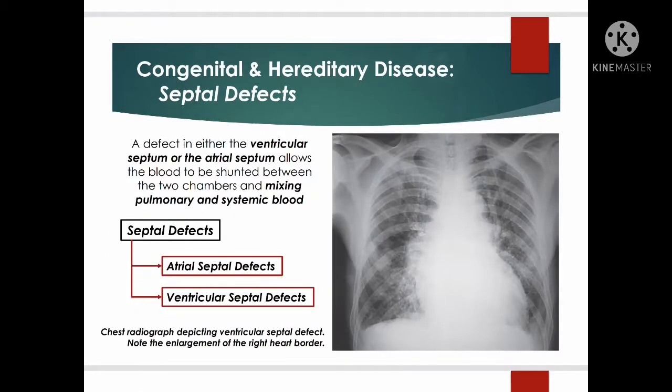Next is septal defect. It is a defect in either the ventricular septum, which divides the left and right ventricles, or the atrial septum, which divides the left and right atrium. It allows the blood to be shunted between the two chambers, mixing pulmonary and systemic blood. So, the blood is generally shunted from the left chamber to the right chamber because of increased pressure on the left side of the heart. This results in the enlargement of the right side of the heart and increased pulmonary vascularity as the lungs overload with blood. So we have two types: atrial septal defects and ventricular septal defects.